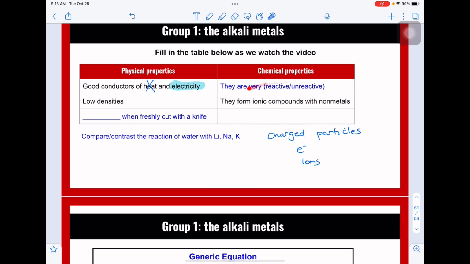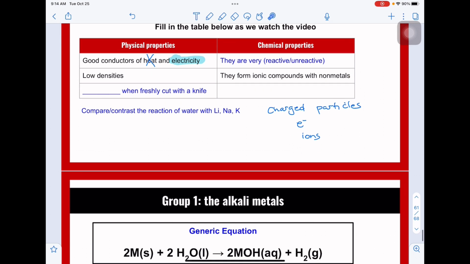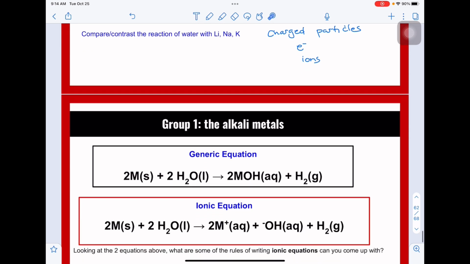Okay, so for chemical properties, we know that they are very, very reactive. That's why when you leave them out in the open, in just air, they will have a coat as soon as possible, because they'll react with the oxygen in the air, they'll react with the water in the air. So they are very reactive, and we will look at the trends in reactivity with these. Another thing is they form ionic compounds with nonmetals. And what is an ionic compound? Again, we'll wait until chapter 4.